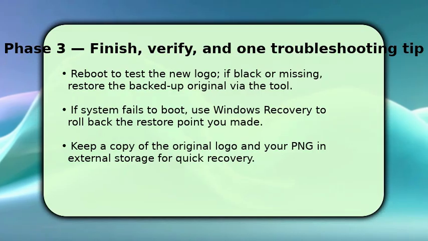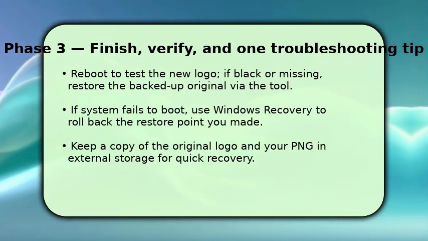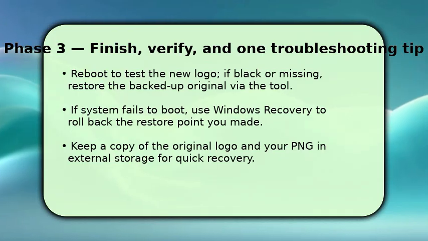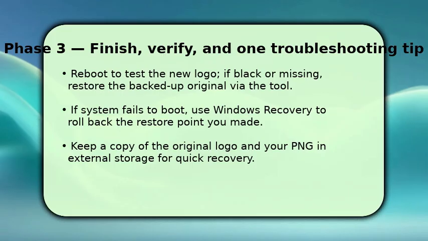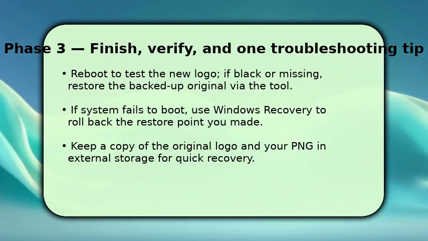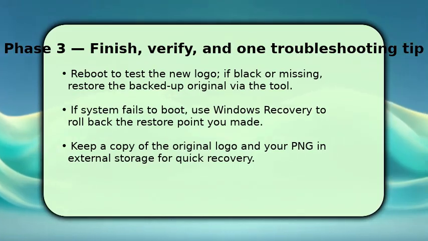That confirms success. If the logo appears black, distorted, or missing, restore the backed up original image using the same tool. Most patchers include a one-click restore. If the system fails to boot, enter Windows Recovery and roll back to the restore point you created at the start. Make sure you keep both the original logo and your new PNG on external storage. This lets you revert quickly without reinstalling anything.